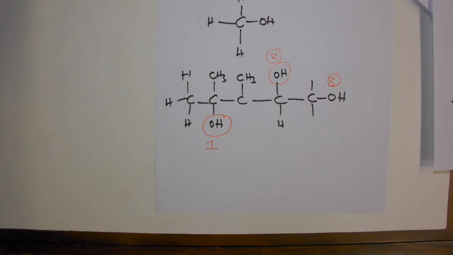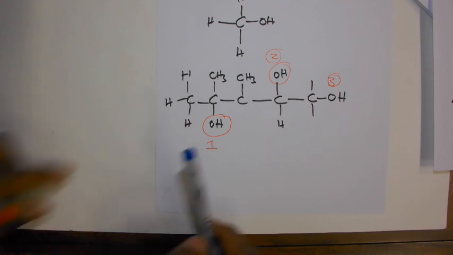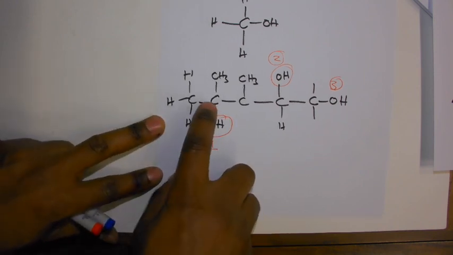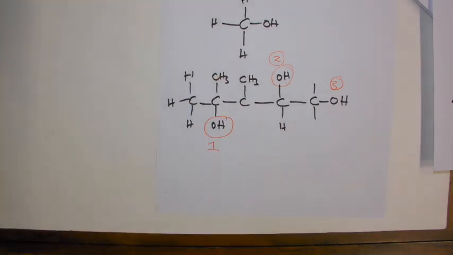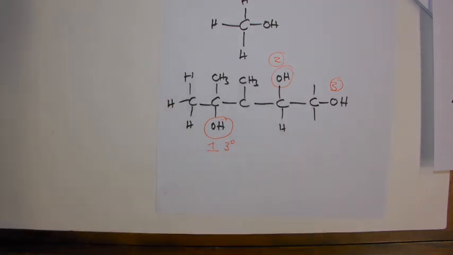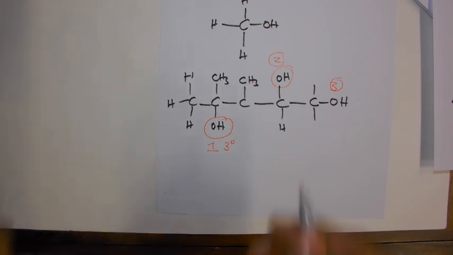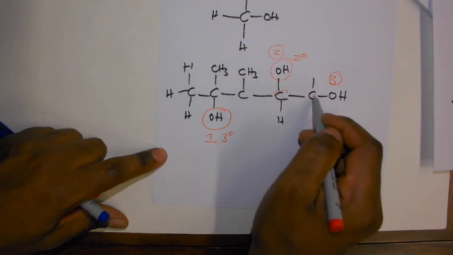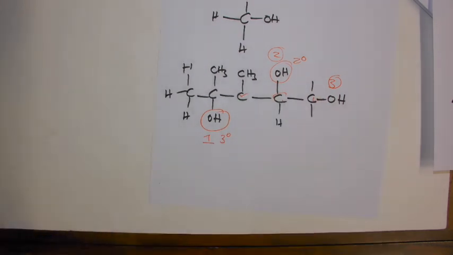Let's talk about this one. Do you guys see that these alcohols are all different? So this we can say it's a tertiary alcohol because it's an alcohol that is attached to a carbon that has 3 neighboring carbons. That is 3rd degree. A secondary alcohol is an alcohol that is attached to a carbon that has 2 neighboring carbons. This one is secondary because this carbon right here has a neighbor this side, and a neighbor this side.